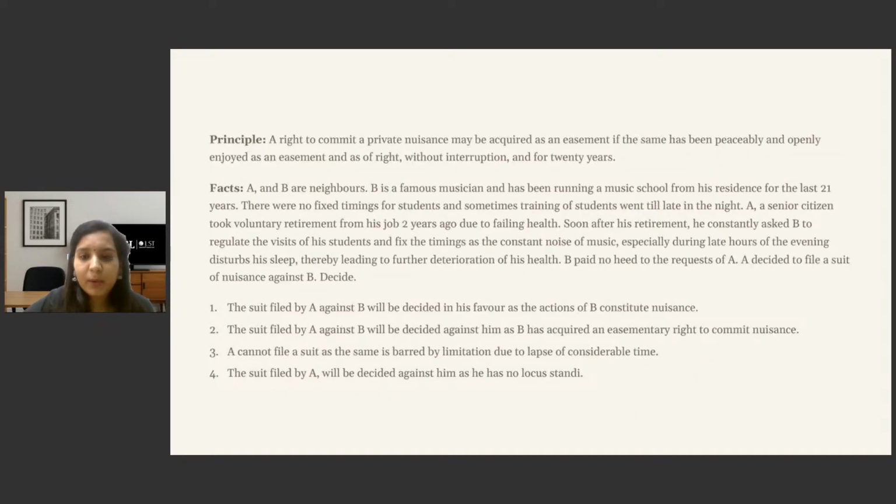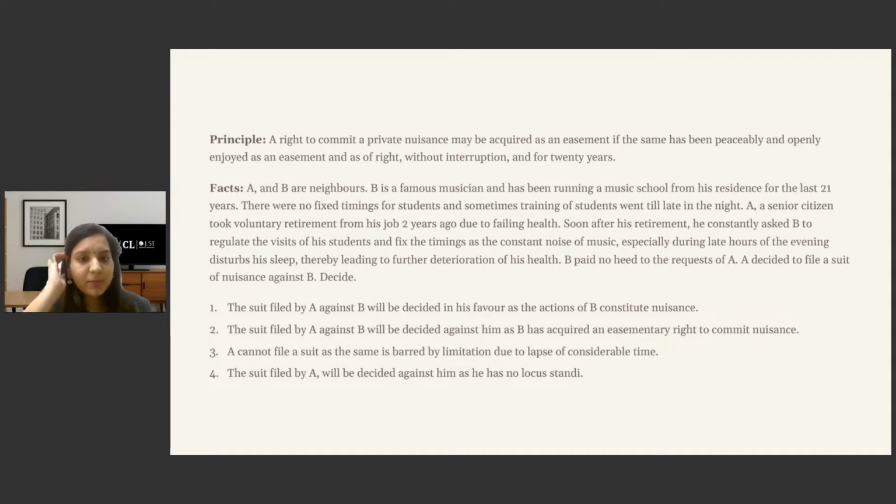Right. Moving on to the next question. When you see the next question, it is again about private nuisance. We'll see the facts a bit: there were two neighbors. One was a famous musician. We have already solved quite a lot of questions of this type, and this is one of them.